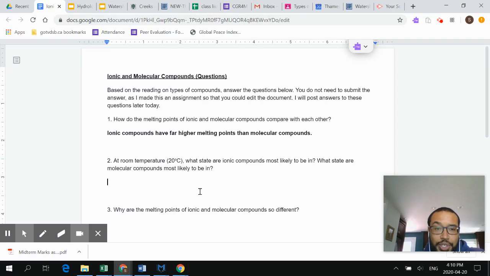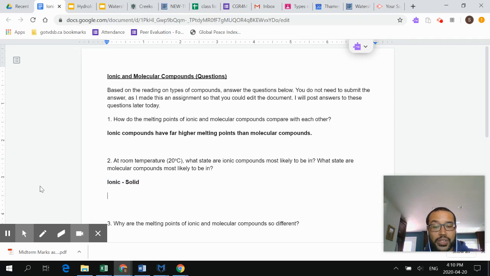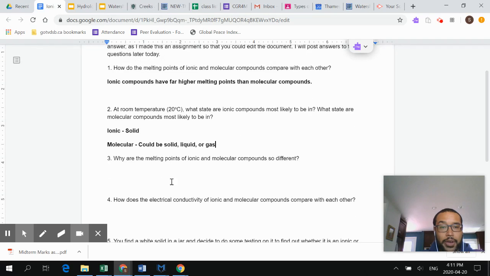So question 2, at room temperature, or around 20 degrees Celsius, what state are ionic compounds most likely to be in? What state are molecular compounds most likely to be in? So for ionic compounds, they're highly likely to be solid, right? So ionic will be solid. That's an identifying characteristic at room temperature. It will be solid if it's ionic. If it's molecular, we're not sure, but could be solid, liquid, or gas. So it's more variable if it's a molecular compound.